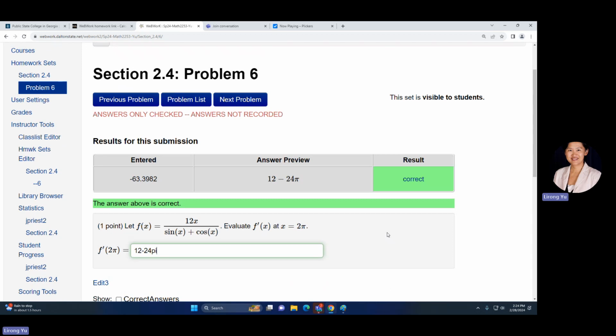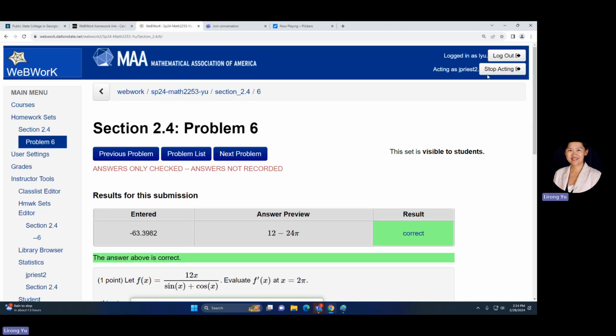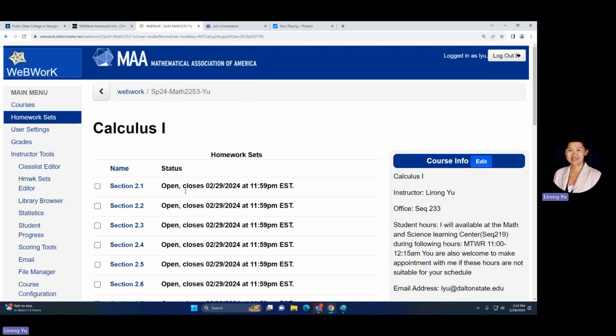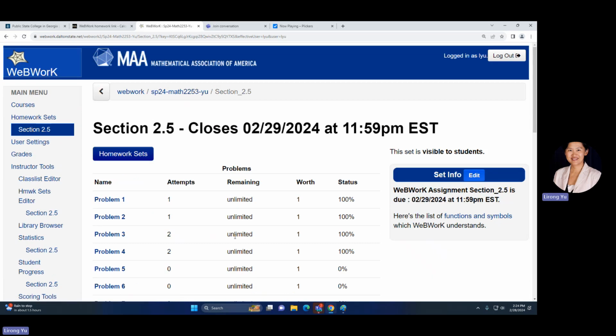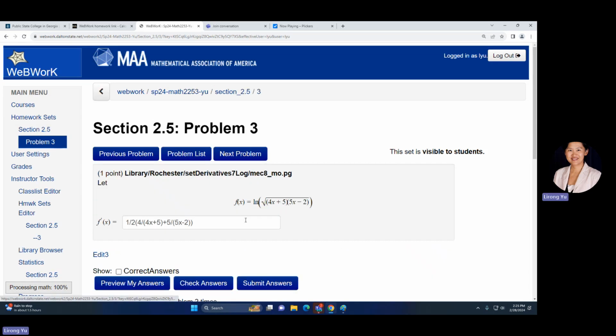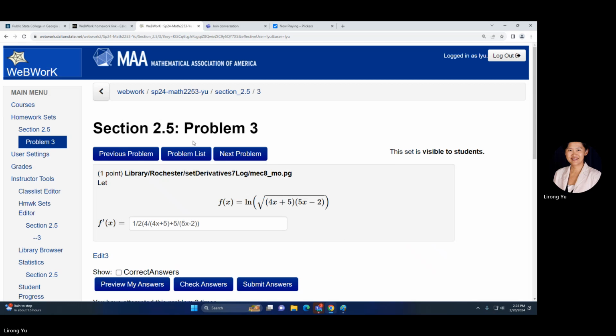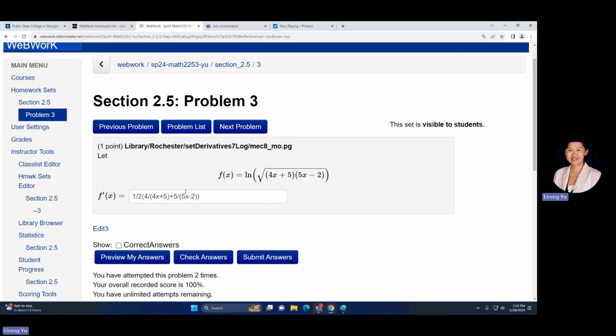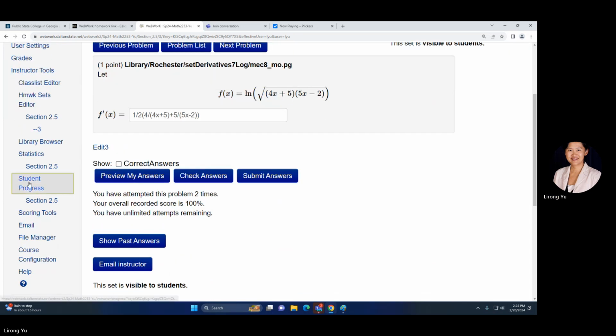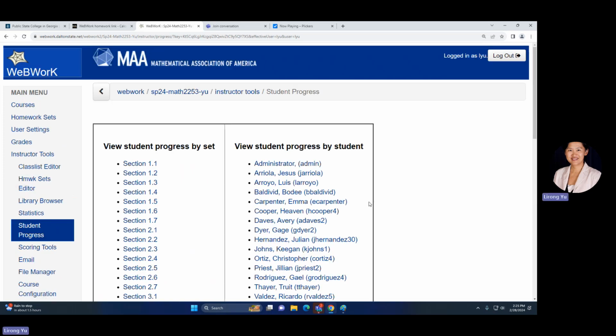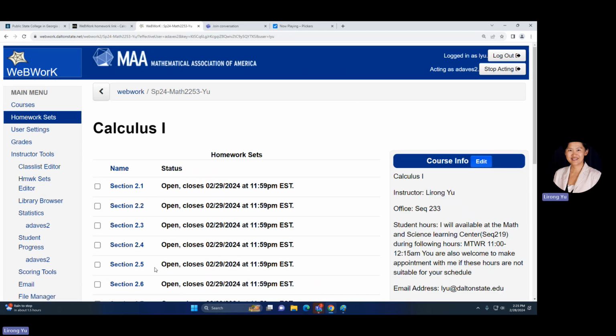Any other homework question? Yes. I do have problem 3 and 2.5, and I can't figure out why. 2.5. Number 3. Three. That is chain rule. You want to look at your version of it? I would have, yeah. Number 3.